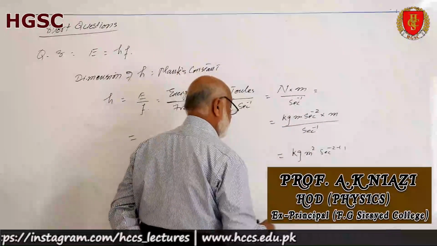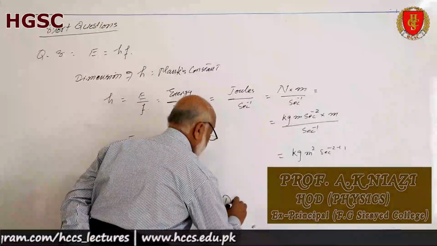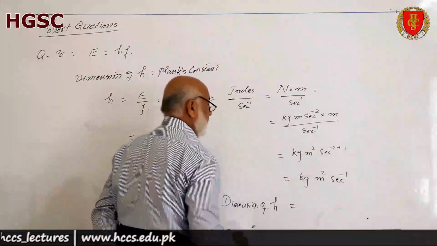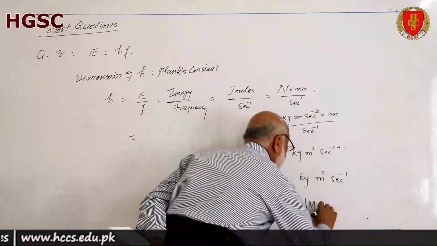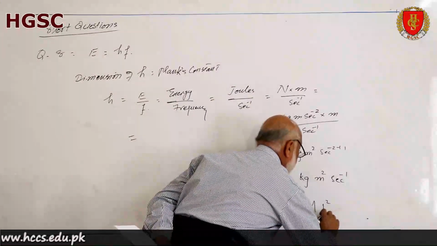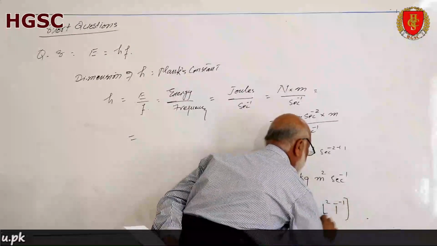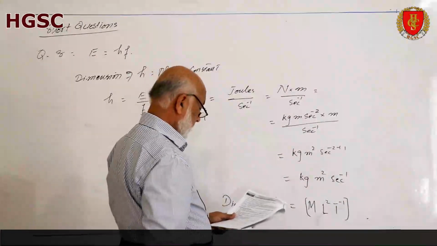These are the base units. So the dimension of h, Planck's constant, is mass, length squared, T minus 1. So this is the dimension of Planck's constant.